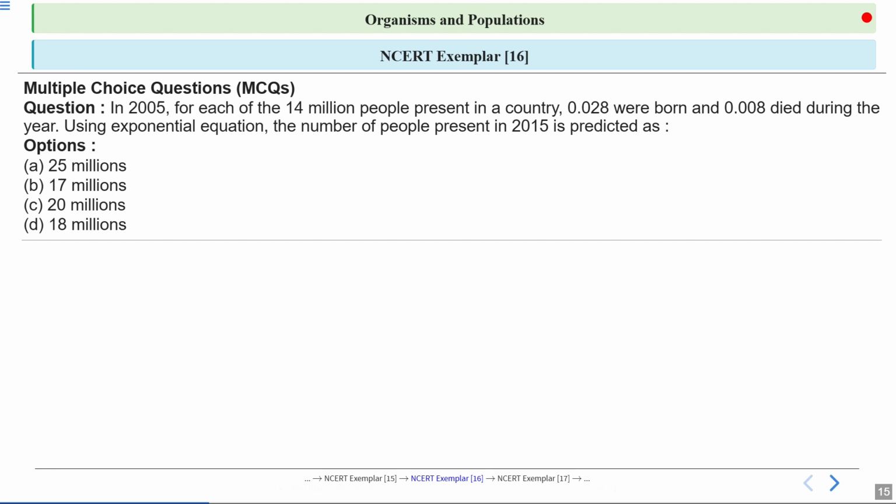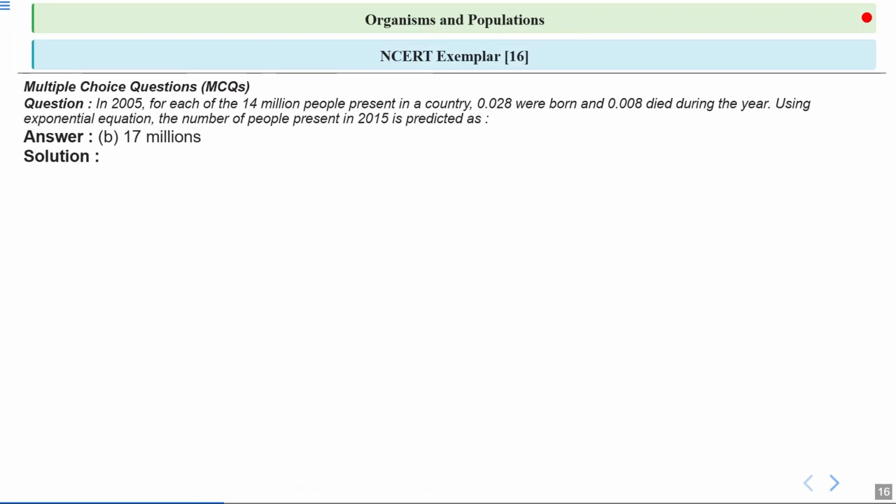Now next question. In 2005, for each of the 14 million people present in the country, 0.028 were born and 0.008 died during the year. Using exponential equation, the number of people present in 2015 is predicted as. So options are 25 million, 17 million, 20 million and 18 million. What is the correct answer? Let's have a look at the answer. Option number B, 17 million is the correct answer.